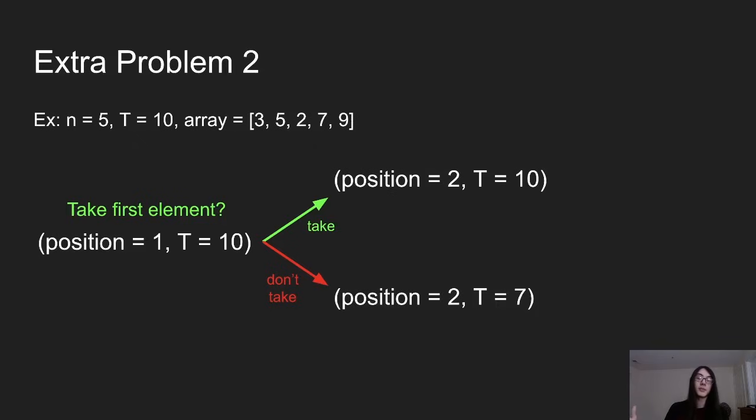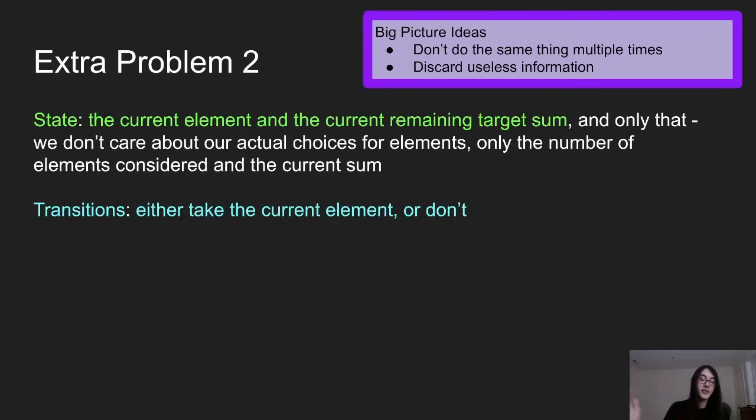But either way, we should move on to the second element because we made our choice about the first element. We decided what to do, either we took it or not. So we never need to process that element again. And we can do this for each element. We make our choice about whether we'll take it or not, and we move on to the next element. So the state for our recursive solution is the current element that we're considering and our current target sum. And the transitions are, we can either take our current element or not.